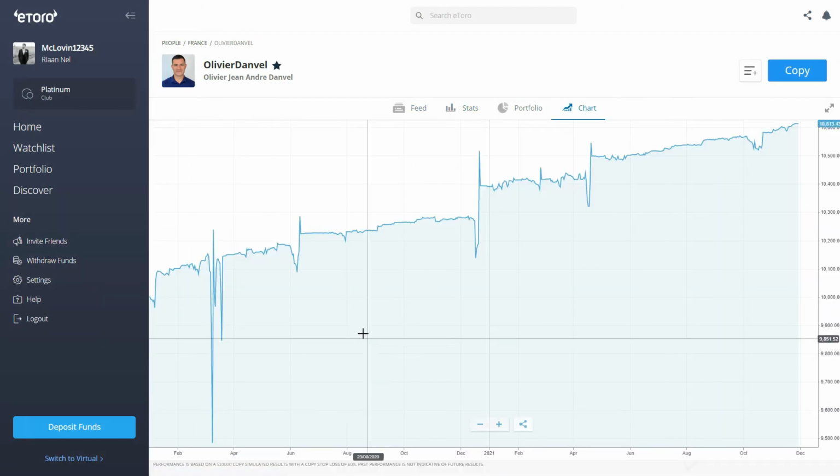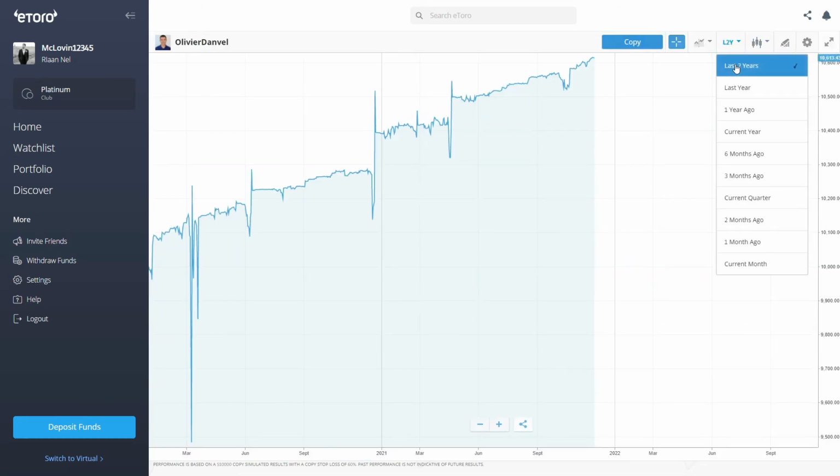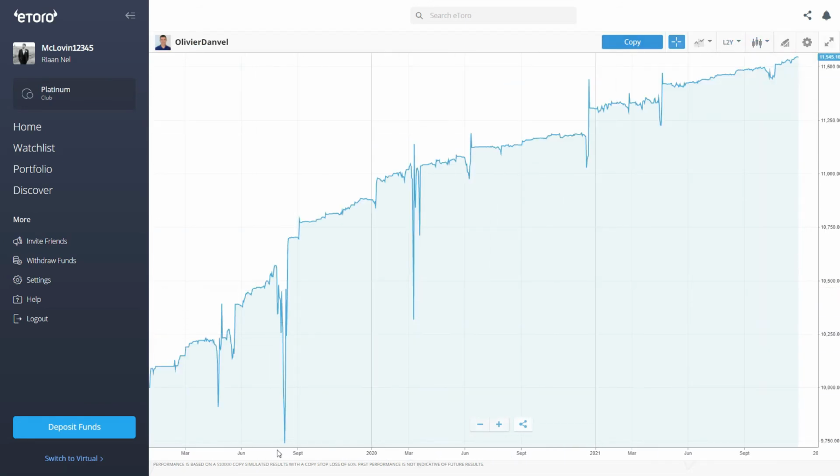This is what I mean. Let's just do the last 2 years. This would have caused my copy portfolio to close. You see, look at this. These massive drops. This is what I don't like to see. This is why I wouldn't copy Olivier Danville, because he would cause my copy stop loss to trigger. I don't like this massive spike. So this is a red flag for me.